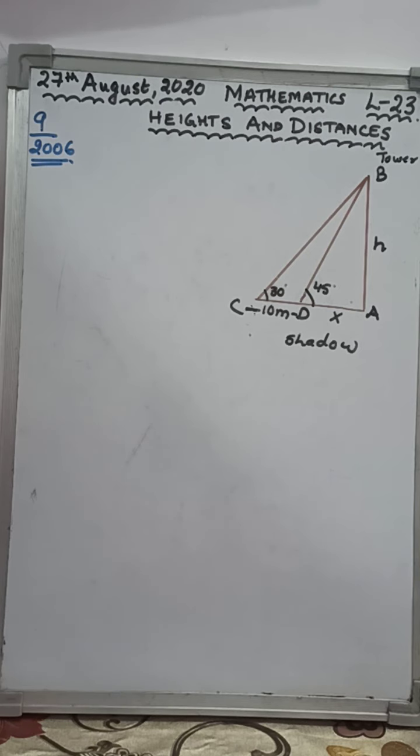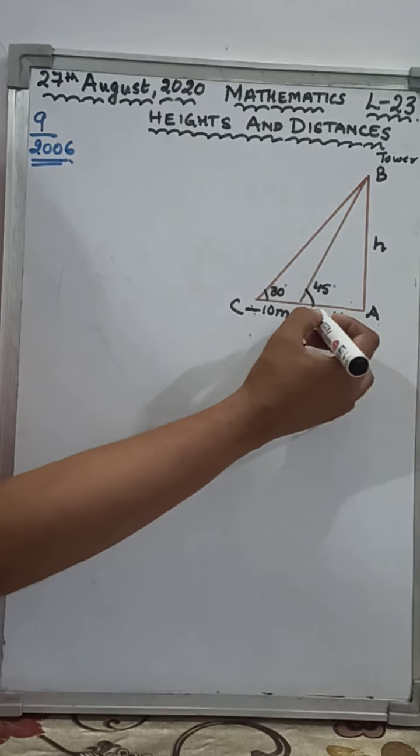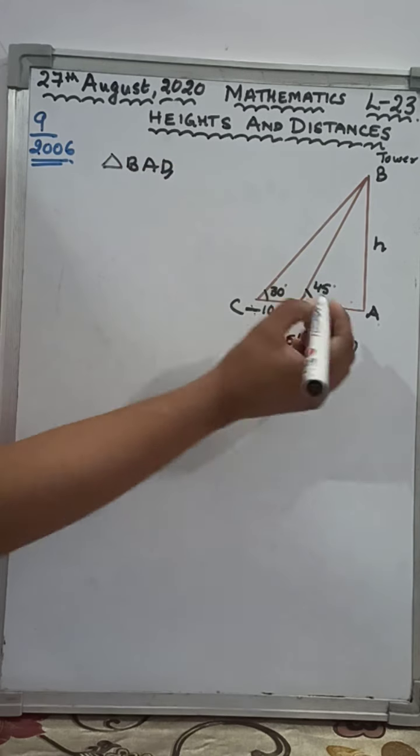Now you have to find the height of the tower that we have taken as small h. Give your answer correct to 0.1 decimal place of a meter. Now let us do the question. First of all, you will take the triangle BAD. Triangle BAD, right angle triangle.